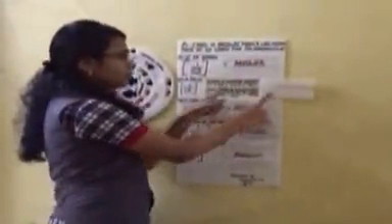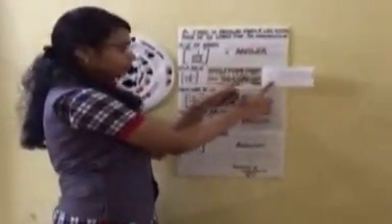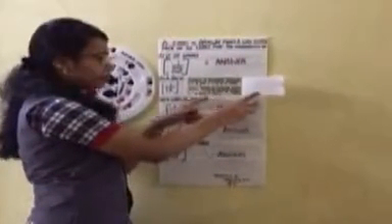The number of favorable outcomes, that is, a jack, is 4 out of 52 cards. That is, each suit contains a jack, so 4 jacks out of 52 cards. P of E is equal to number of favorable outcomes by total number of possible outcomes. 4 by 52. When we substitute this, we will get 1 by 13.